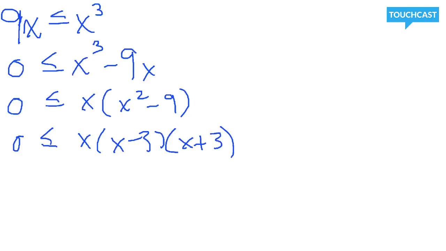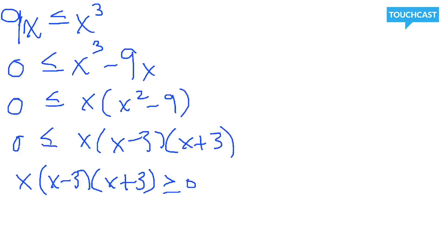If you really like to read things from left to right, which I totally get, you could say that this is the same as x times x minus 3 times x plus 3 is greater than or equal to 0. So we're looking for any x's that make this polynomial positive. Greater than or equal to 0 means positive or equal to 0. We're going to do the same thing: start with a number line and mark all of the x-intercepts. What values of x would make this polynomial equal to 0? Well, they are 0 and positive 3 and negative 3.